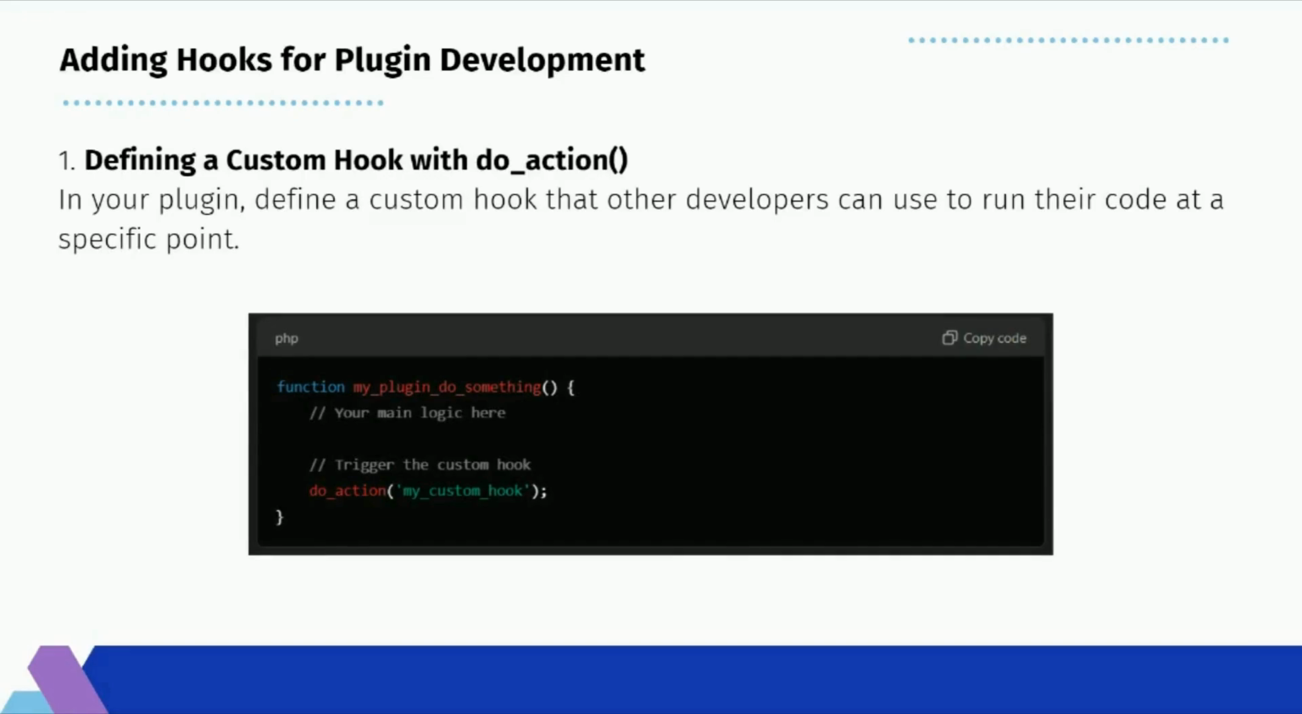Now I will discuss adding hooks for plugin development. Number 1, defining a custom hook with do_action. In your plugin, define a custom hook that other developers can use to render code at a specific point. So you can see on the image attached, do_action is inside another function. In the next one, I will discuss how to use do_action using add_action.